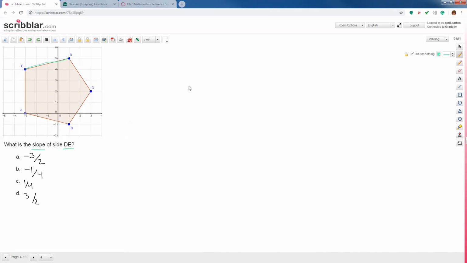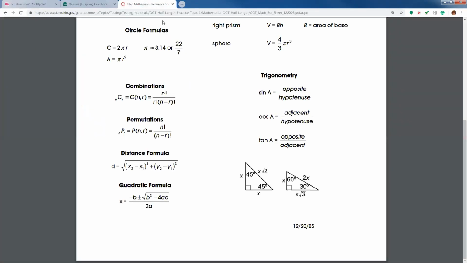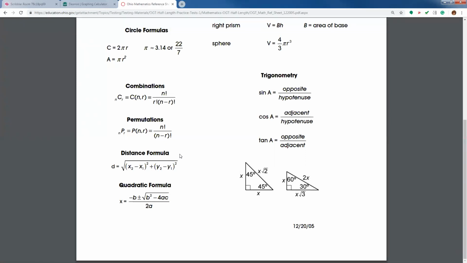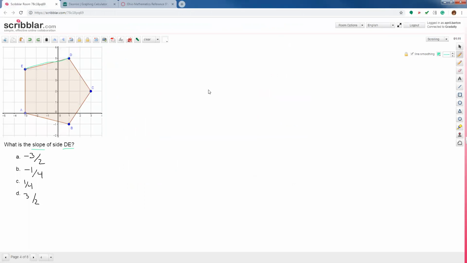Slope is another formula that's not on the reference sheet, unfortunately. They give you distance, but they don't give you midpoint, they don't give you slope. Those ones you have to have memorized. And midpoint, you can just get the general concept, find the average. Slope is a little harder, so we kind of have to just have the whole formula memorized.